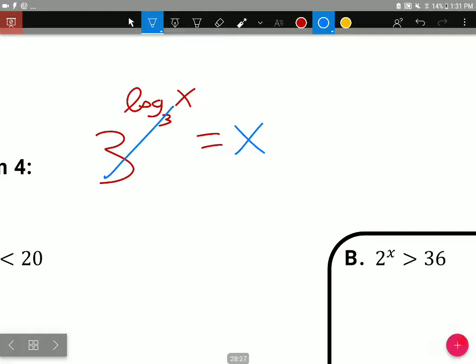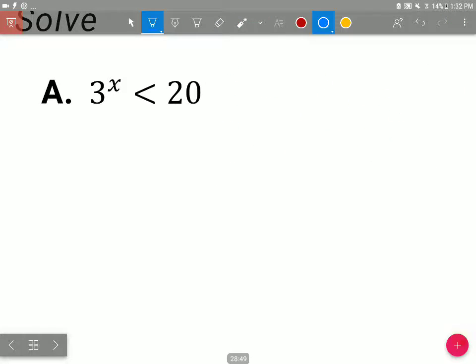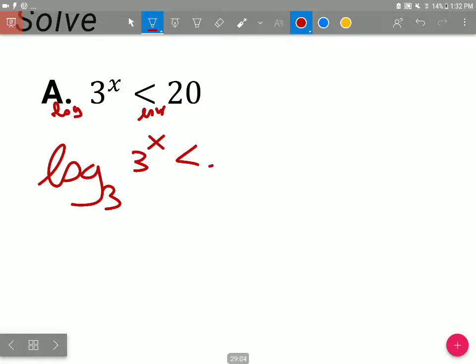We're going to actually start using it. Same idea if we flip it. If I've got log base 3 of 3 to the power of x, again, your bases cancel out, and you're left with the x. That is a rule we are going to exploit. All right? So, here we go. Letter A. I have a base of 3. So what I'm going to do is make both of these a log base 3. We're going to go log base 3 of 3 to the x is less than log base 3 of 20.